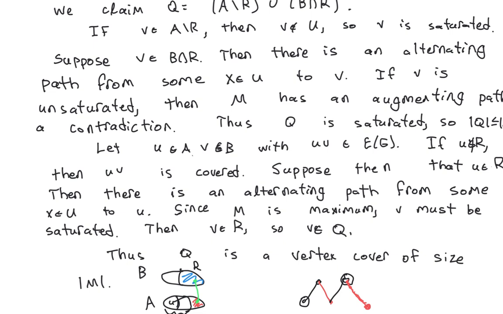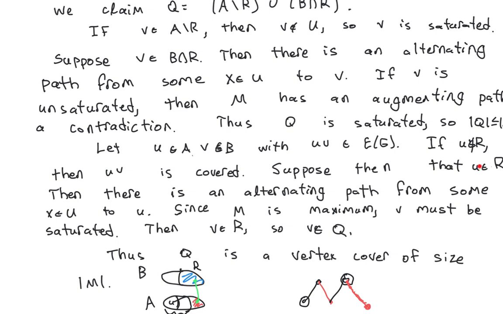And so then we need to show that Q is in fact a vertex cover. And then based on the previous proposition, we're guaranteed that Q is exactly the size of M. All right, so let's show that Q is a vertex cover. So what do we need to do? We need to take an edge in our graph. So it has to have an endpoint in A and an endpoint in B. Let's call those vertices U and V. If U is not in R, U is in A take away R, so U is already in Q, and in that case, this edge is covered.